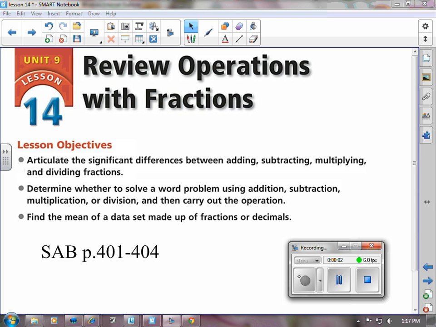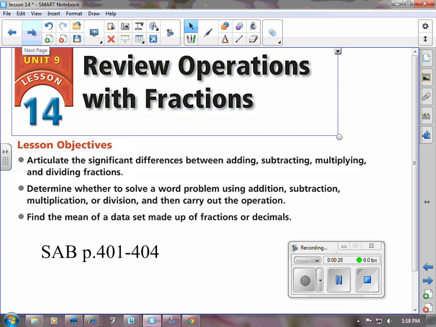Okay, we're doing Unit 9, Lesson 14. It's reviewing operations with fractions. So we're going to do adding, subtracting, multiplying, and dividing fractions and determine through a story problem when you do those. You're going to need a note sheet paper today so you can take a few notes because I'm going to do some notes prior to going into the SAB. So make sure you have that and are ready to take a few quick little notes on it. If you need to pause the video so you can go grab that, please do so.